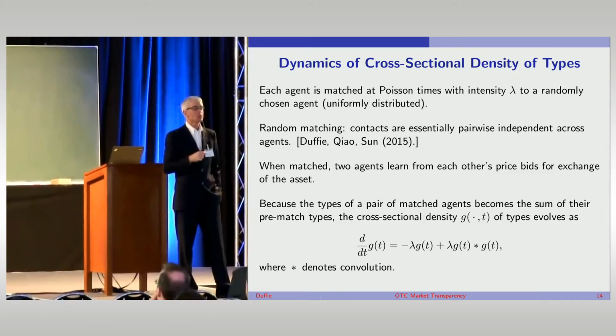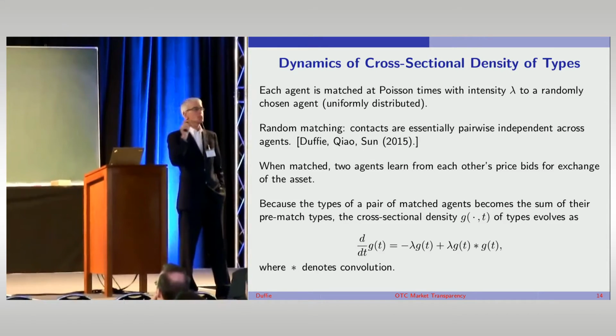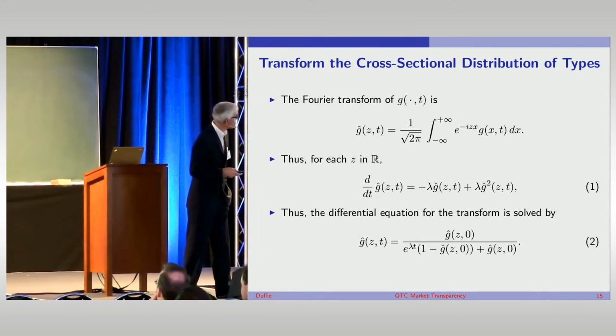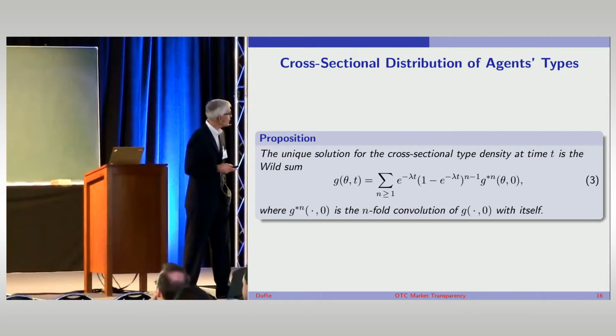Take the product. So we're going to get lambda times the Fourier transform squared. The first term is linear, the second term is quadratic on the Fourier side. That's a Riccati equation. Now you can write down the solution, and I'll skip writing it down and just give you the solution.